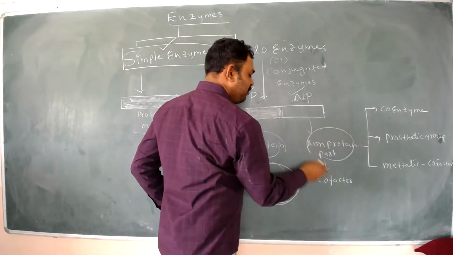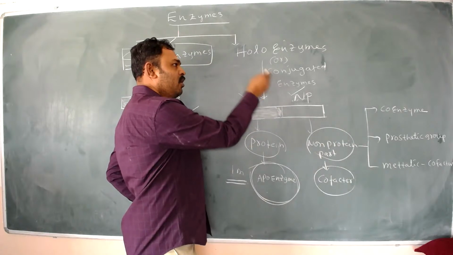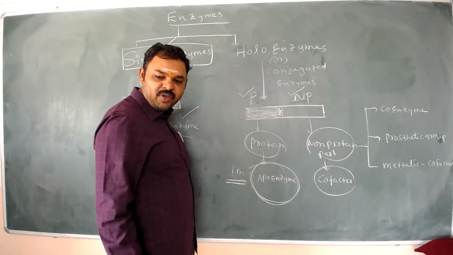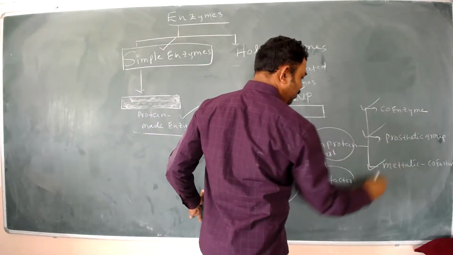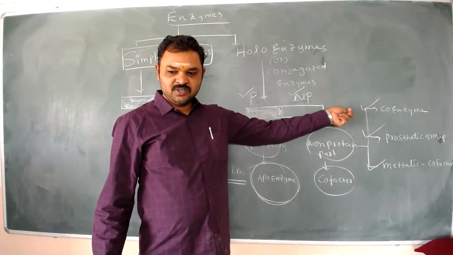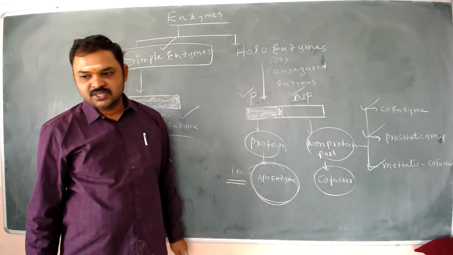The non-protein part of a holo enzyme is called the cofactor. These cofactors may be coenzymes, prosthetic groups, or metallic cofactors.